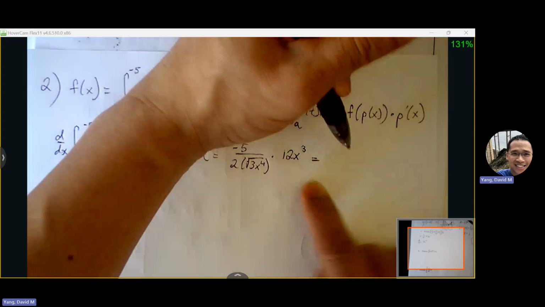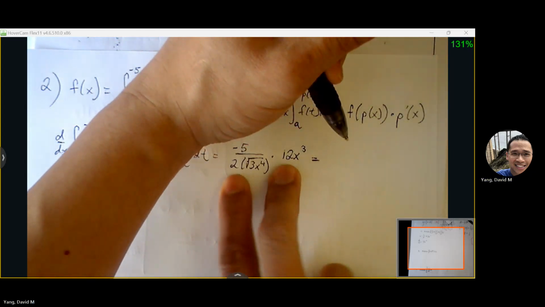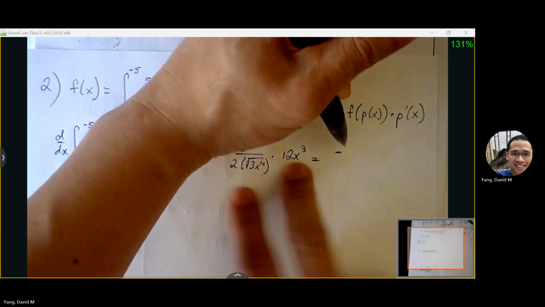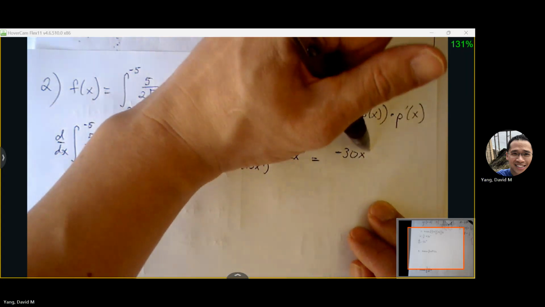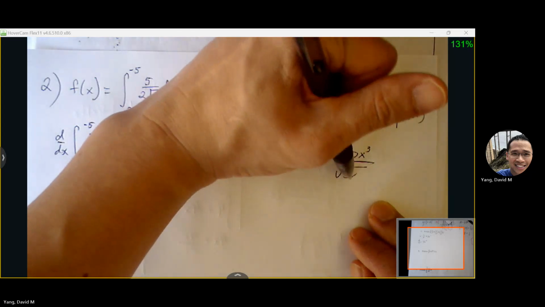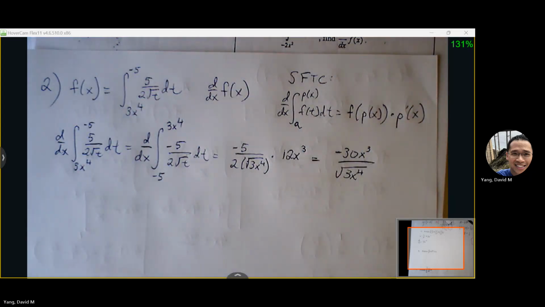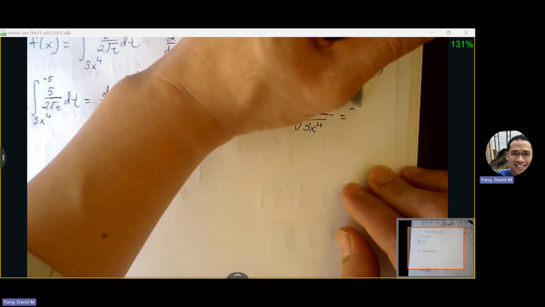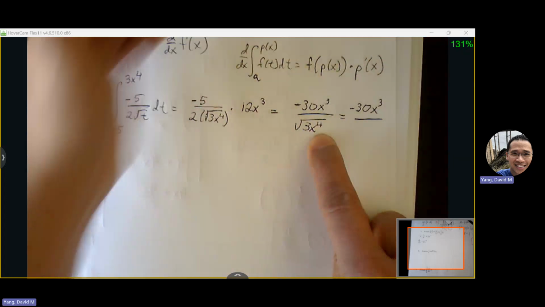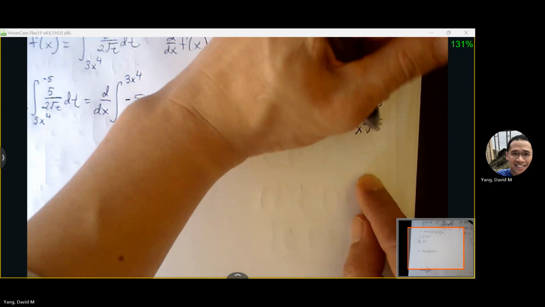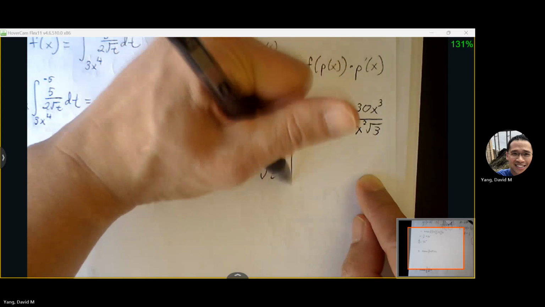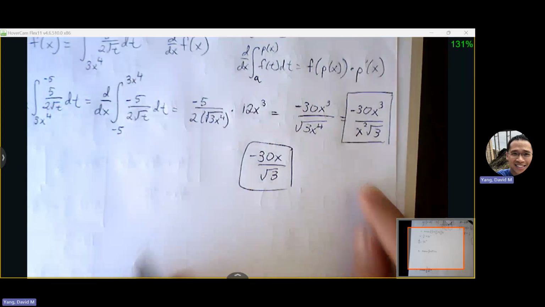So here in my cleanup, I'll get 12 and 2 to cancel out to be 6. 6 times negative 5 is negative 30. Technically, we can clean this up a little bit more because we know that square root of x to the fourth is just x squared. But unsimplified is fine.